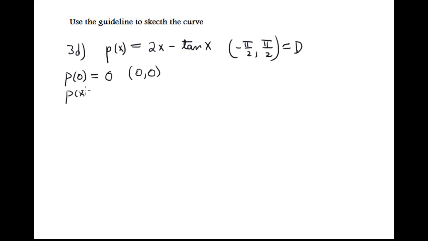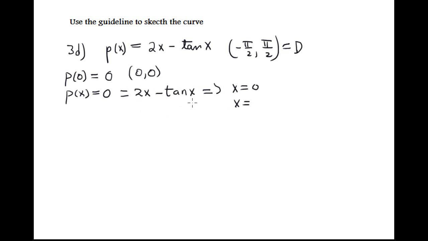X-intercept. This is a little bit more complicated in this case. 2x minus tangent x, solving this equation. It's obvious that one solution is 0, but we have two more solutions. Okay, it's not easy to find because it's a non-linear equation. So the only possibility for solving this is graphically.